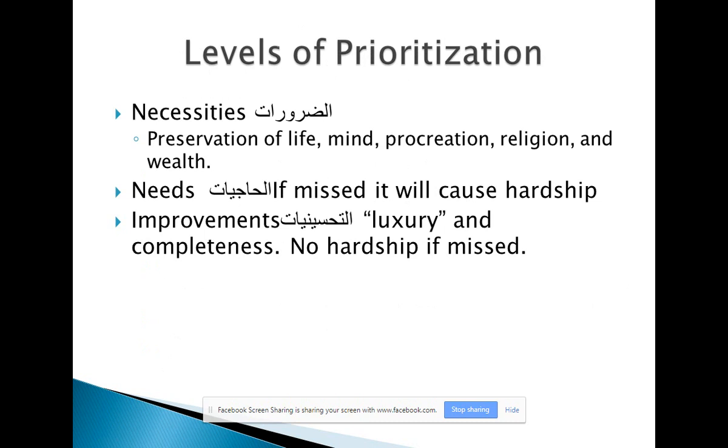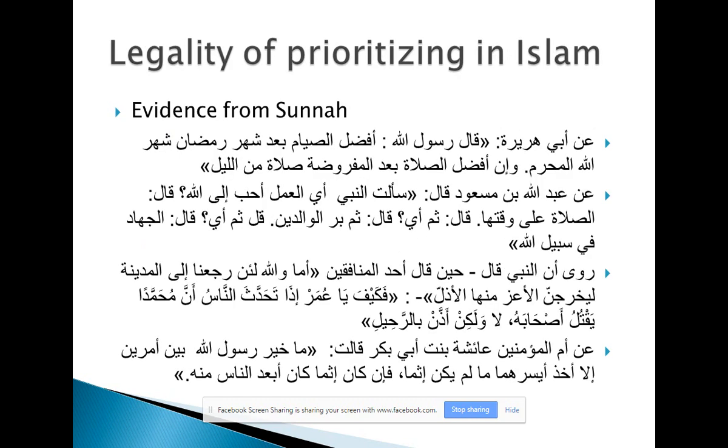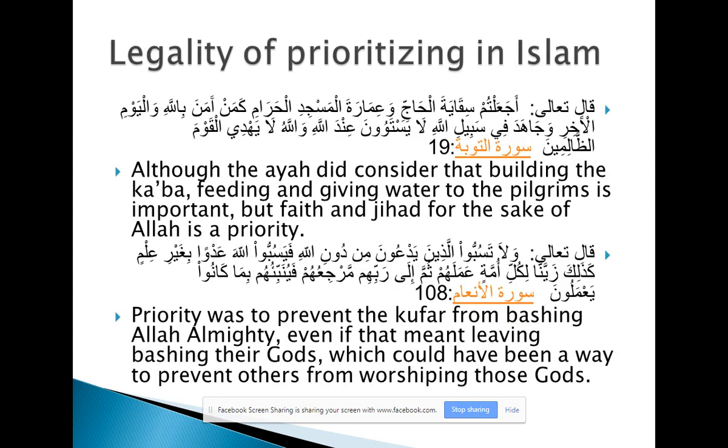What is the legality, what is the evidence that in Islam there's that prioritization system? Number one is that if you go back to the Quran, it also has the pattern that tells us that prioritizing is part of what Allah subhanahu wa ta'ala had considered as part of Sharia. Number one is that Allah subhanahu wa ta'ala says, أَجَعَلْتُمْ سِقَايَةَ الْحَاجِّ وَعِمَارَةَ الْمَسْجِدِ الْحَرَامِ كَمَنْ آمَنَ بِاللَّهِ وَالْيَوْمِ الْآخِرِ وَجَاهَدَ فِي سَبِيلِ اللَّهِ لَا يَسْتَوُونَ عِنْدَ اللَّهِ.